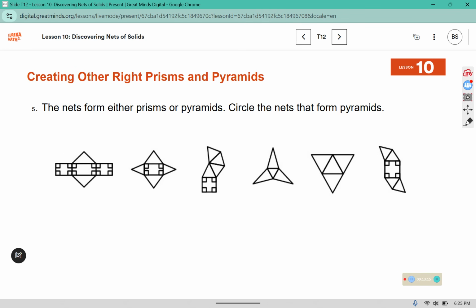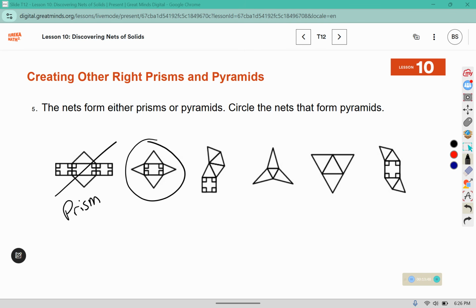The nets form either prisms or pyramids. Circle the nets that form pyramids. When we were filling in our table, I mentioned that pyramids are connected by triangles, and prisms, the top and the bottom, are connected by rectangles. If we were to fold this piece up, the top and the bottom would be connected by rectangles, so this one is a prism. But here, these 4 triangles would fold and come to a point, so that one does form a pyramid.